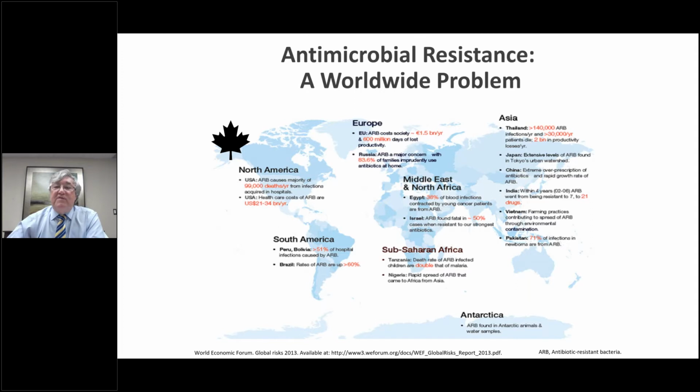And you can see the figures around the world show you that this is a worldwide problem, increased resistance, and we don't have a lot of new antibiotics coming online that can look after a number of the diseases, even Staph aureus. You can see also in Antarctica, these antimicrobial resistant bacteria have actually been found in the water sources there. So it's all over the world.